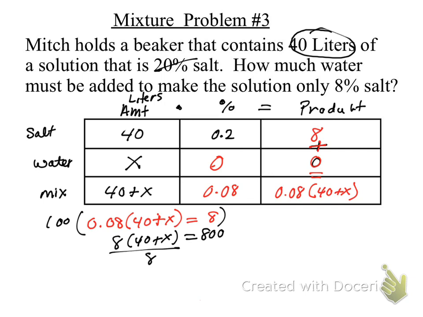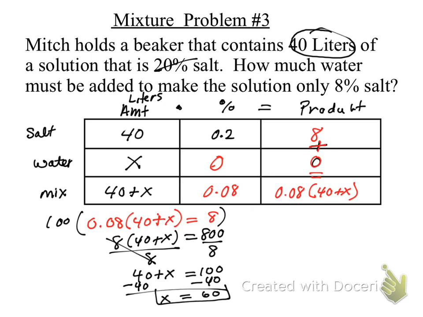I could divide right away, right? In this case, because it divides evenly. Minus 40, X equals 60. And what is 60 of what? Liters. 60 liters of pure water. It's asking how much water. That's the question. All right, questions.